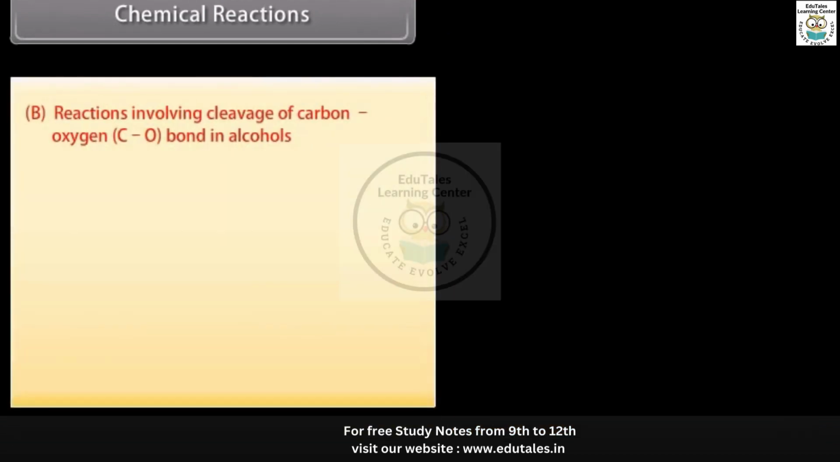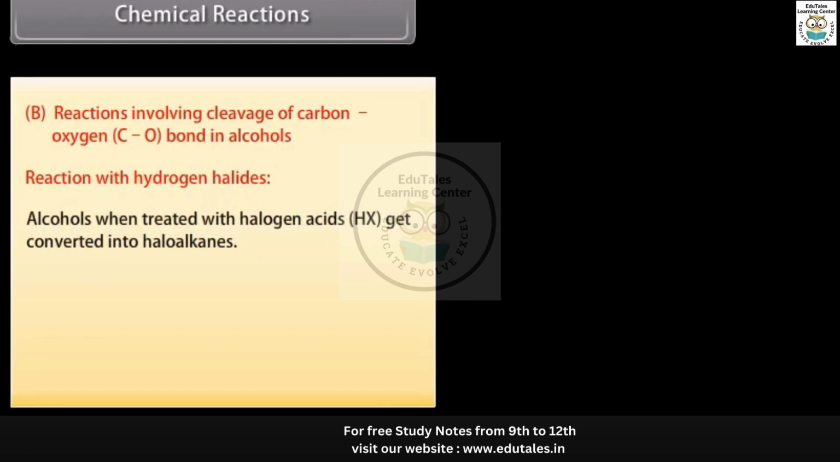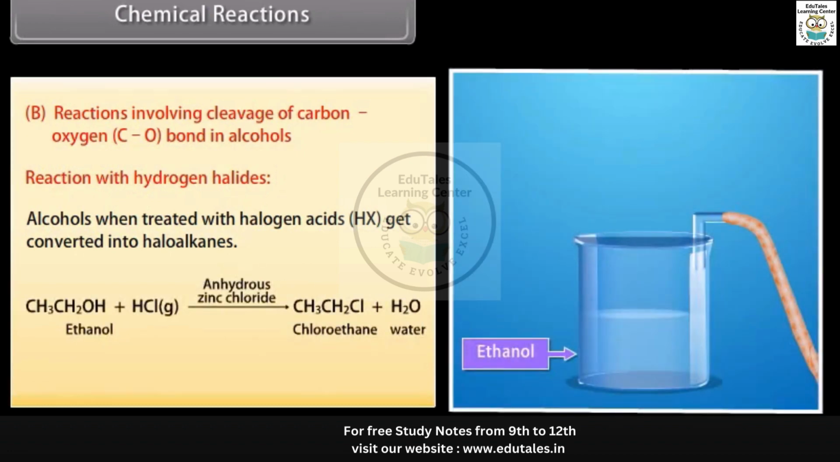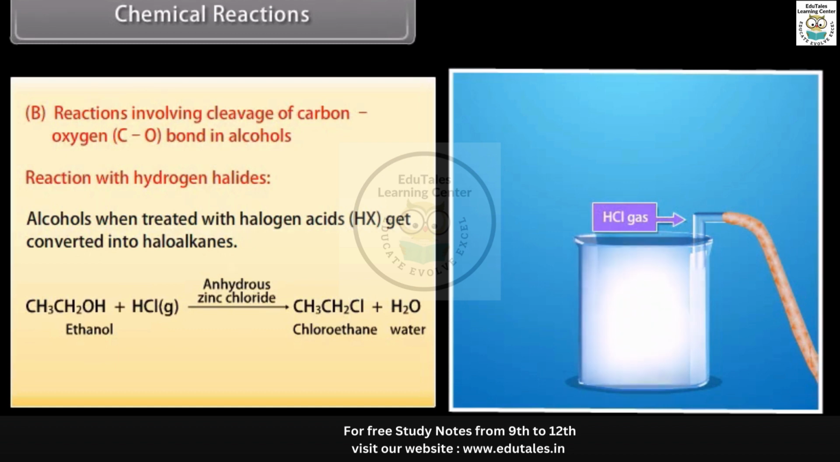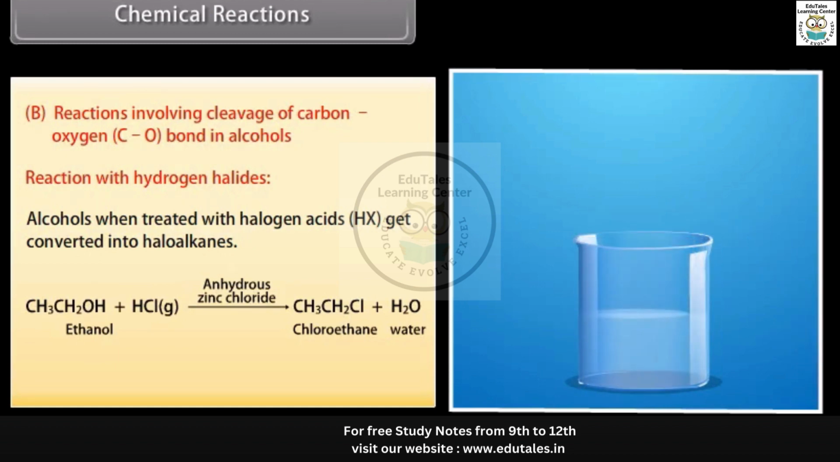Reactions involving cleavage of carbon-oxygen bond in alcohols. Reaction with hydrogen halides. Alcohols, when treated with halogen acids, get converted into haloalkanes. When hydrochloric acid gas is passed through ethanol in the presence of anhydrous zinc chloride, it forms chloroethane and water.